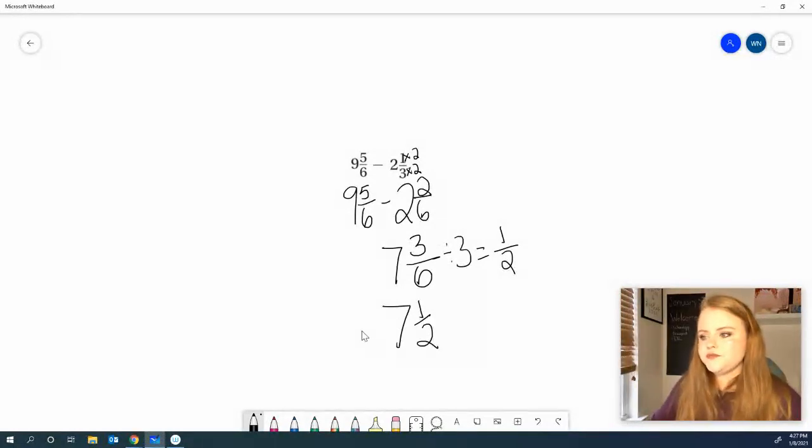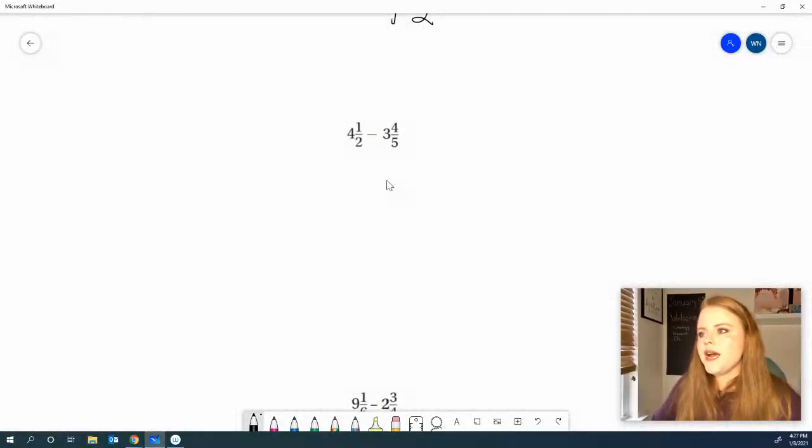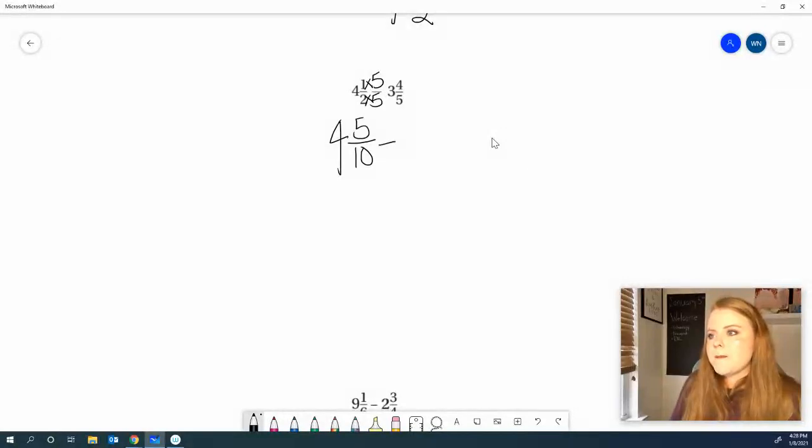Let's go ahead and do the next one. You've got 4 1/2 minus 3 and 4/5. So our common denominator, least common multiple, is going to be 10. 2 times 5 is 10. It doesn't always work to multiply them together, but when you have such small numbers, it usually does. So we've got 4 and something over 10. We had to multiply by 5 to get 10, so we're going to multiply that 1 by 5 as well. And we're going to get 4 and 5/10 minus 3 and something over 10. I had to multiply that 5 by 2 to get me to 10ths, so multiply my 4 by 2 as well.